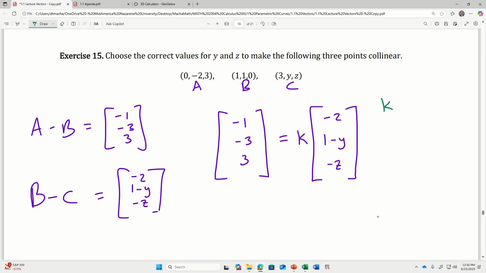First, k has to be equal to what? 1/2. And if k is equal to 1/2, that means -3 is equal to 1/2 times 1 minus y, right? That means y has to be equal to what?